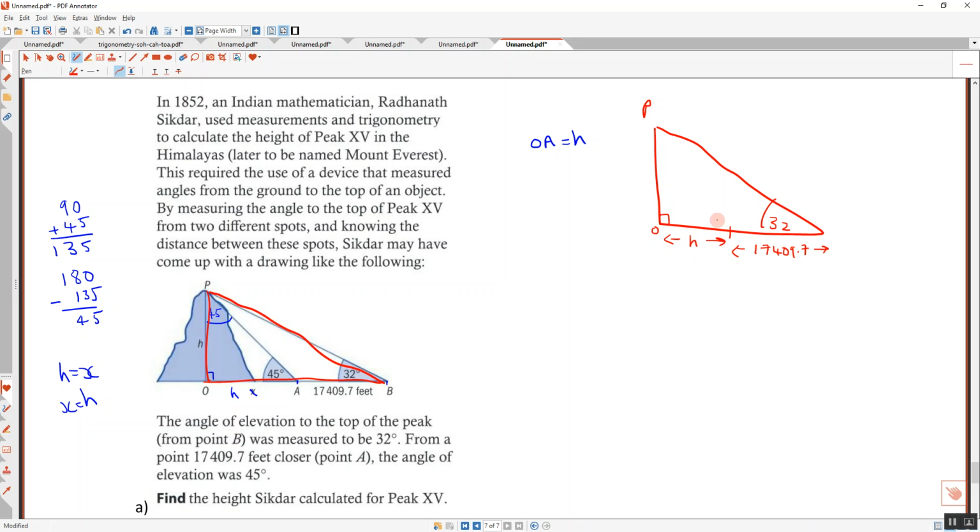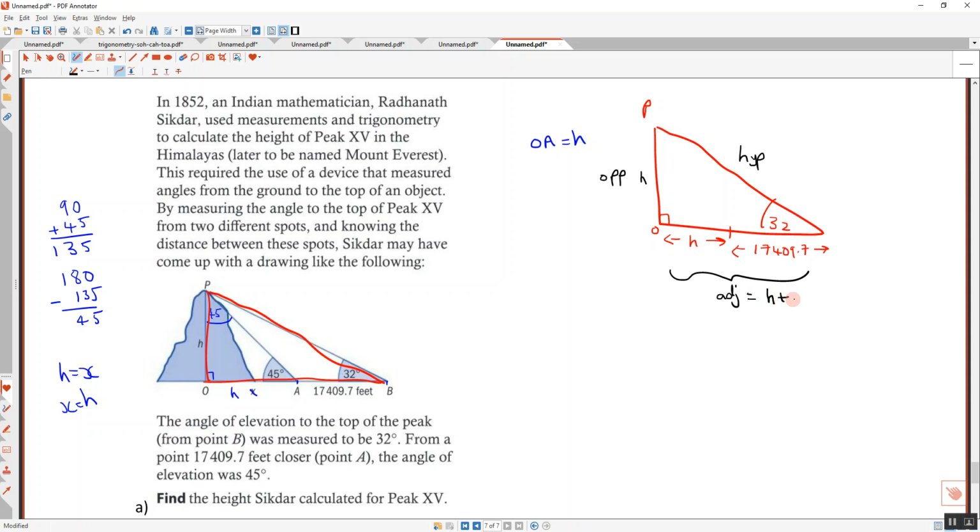Right, if I was to label this, this is my angle, so this side is the opposite. Now remember, this is what we're trying to find, okay? And that is h as well. This is my right angle, so this is my hypotenuse. This side would be the adjacent. Okay, now the adjacent is this plus this.